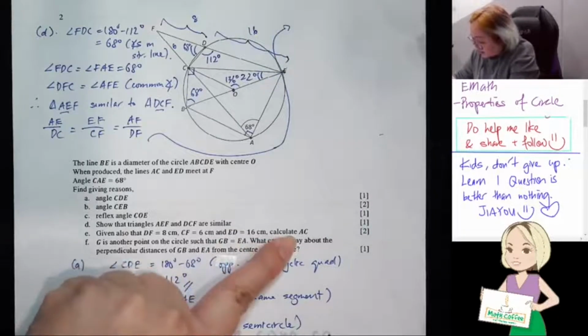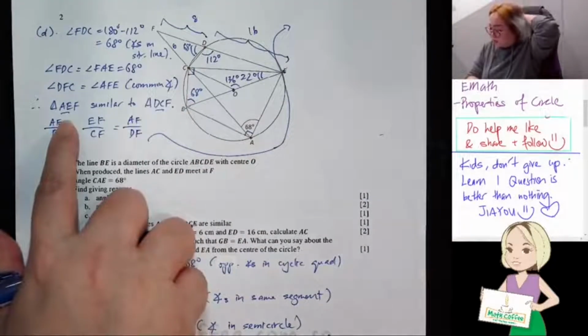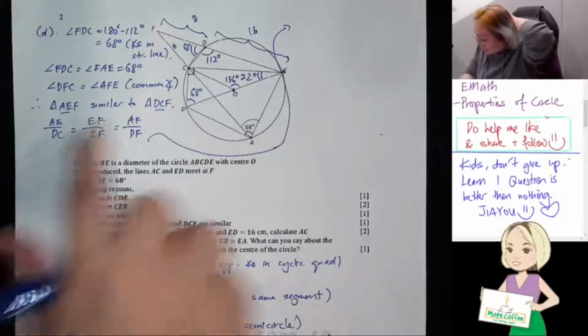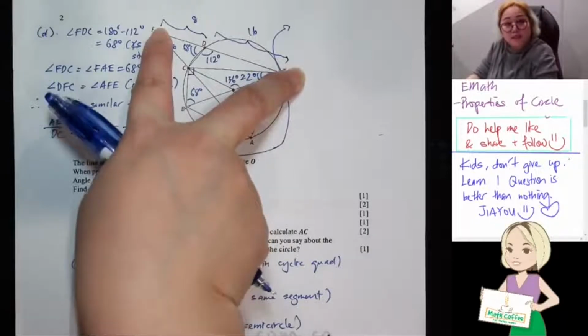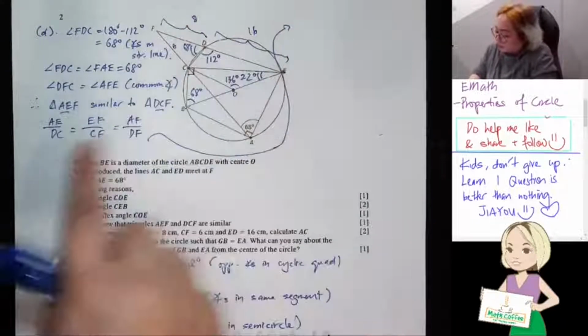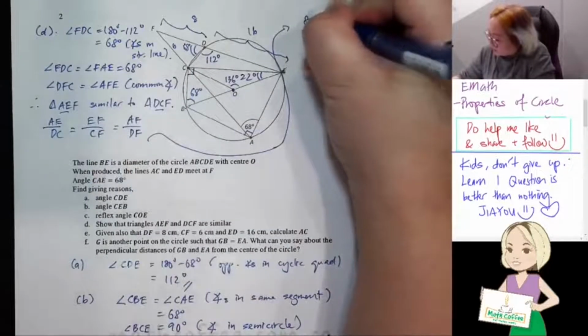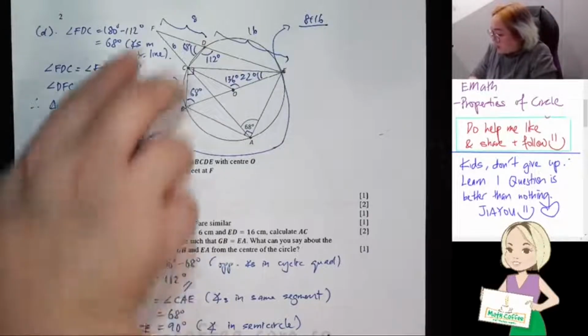They ask you to find AC. AC is this one. So now over here, let's see what we have. AE, I don't have. I just leave it. DC, I also don't have. I leave it. EF, I have. EF is 8 plus 16. So based on EF, I will have 8 plus 16, which is 24. My CF, I have, which is 6.